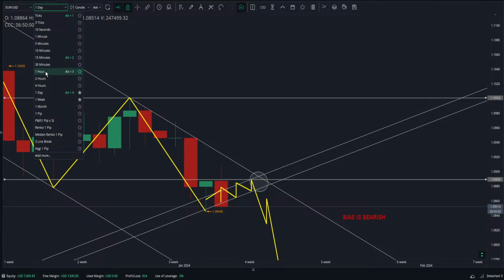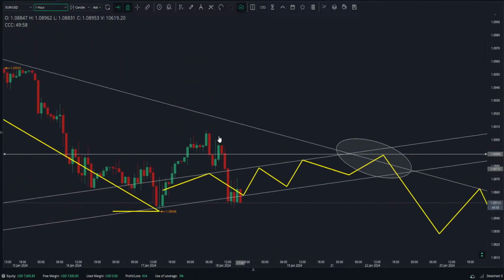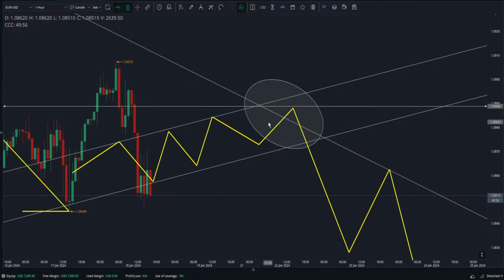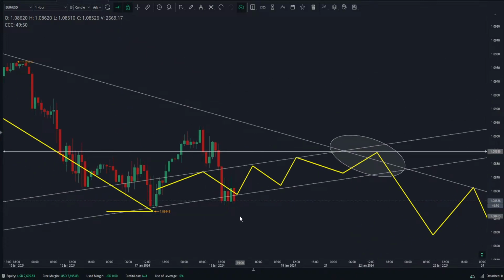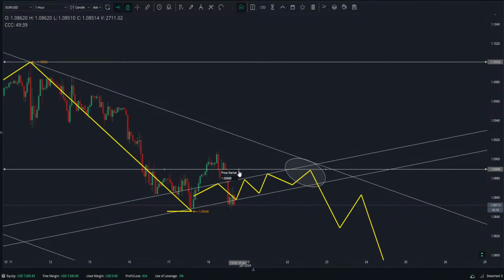If I switch to 1 hour, you see we were expecting this price to slowly move to 1.0886. It did not go there slowly. It went there just in one day. Boom, boom. You see that? So it went there only in one day, but this is still a valid price action. So that high has been tested, and this may be your new high, or I can say lower high.